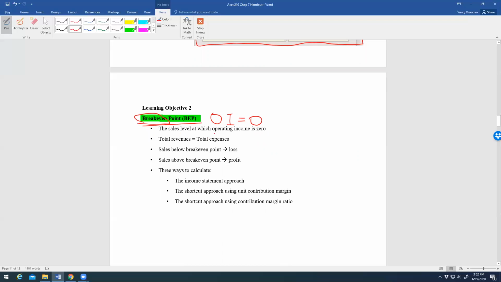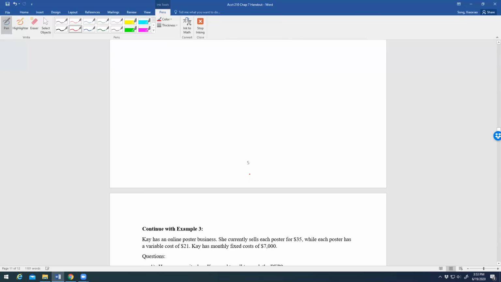It is the sales level at which operating income is zero and total revenue equals your total expense. Your revenue minus all the variable cost plus the fixed cost equals zero. If it's below that, we know you will have a loss. If it's above, then it's a profit. There are 3 ways to calculate. One is the income statement approach. The second is using the units of contribution margin. And the third is using the contribution margin ratio to get a break-even point.